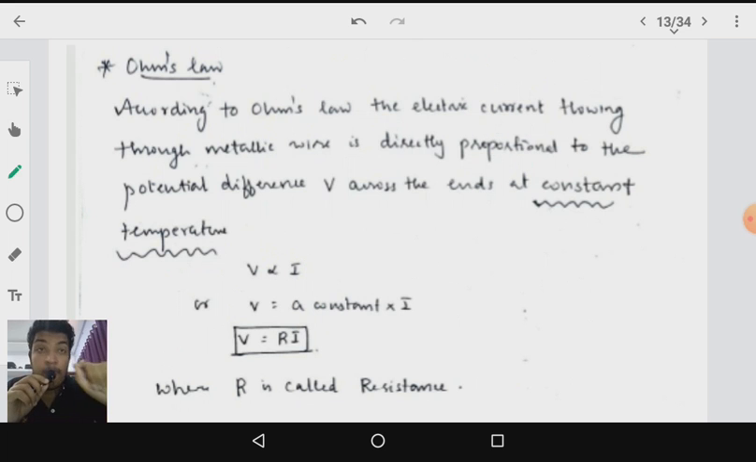Moving on to the most important topic of this chapter, that is Ohm's law. This is the fundamental topic of physics. So let us learn what is Ohm's law. For learning Ohm's law, we have to understand this thing. We learned 2 quantities now: potential difference, and another one is current.